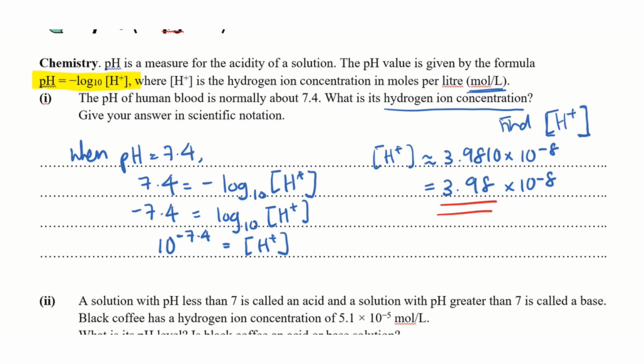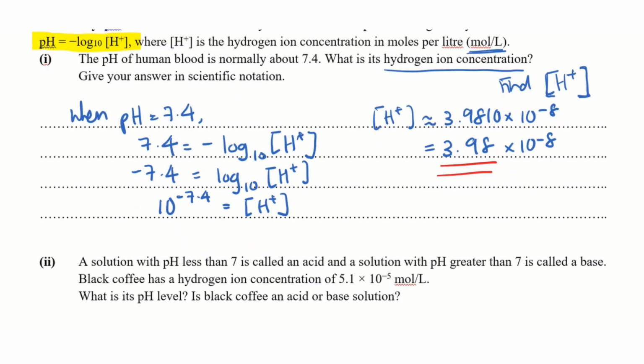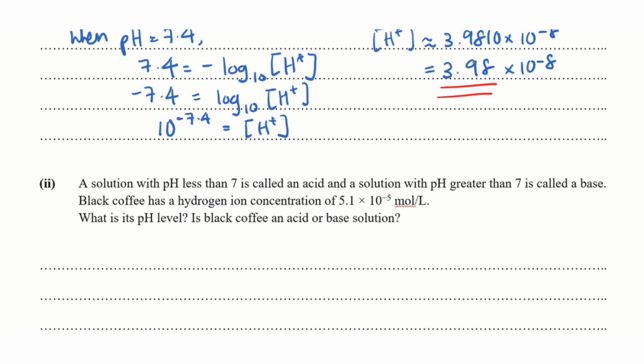Now going into part 2, a solution with pH less than 7 is called an acid, and a solution with pH greater than 7 is called a base. So this information tells us when it is called an acid and when it is called a base. Black coffee has a hydrogen ion concentration of 5.1 times 10 to the power negative 5 mole per liter. So this means that the H plus value is 5.1 times 10 to the power negative 5.